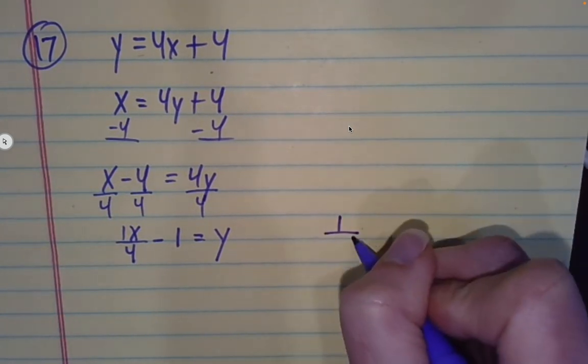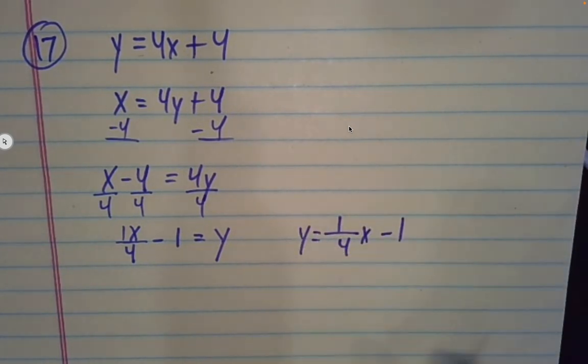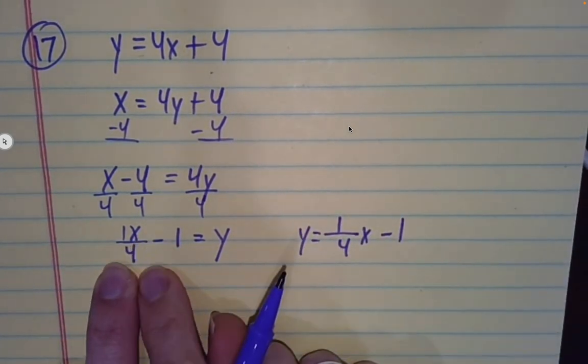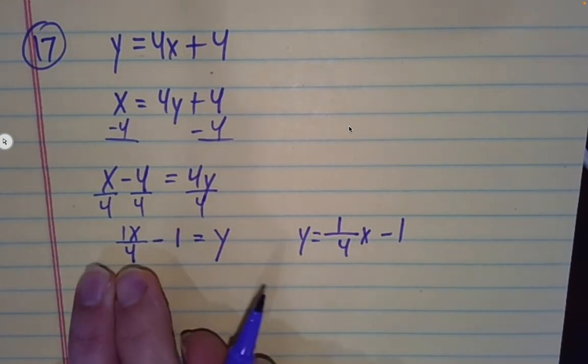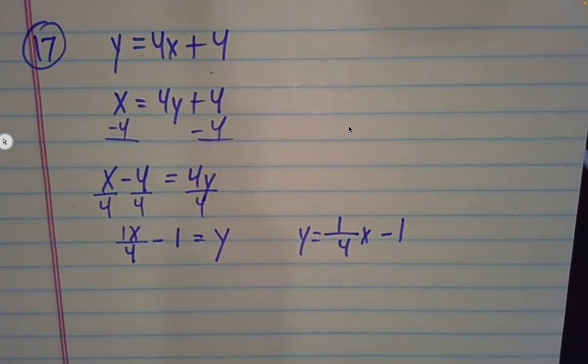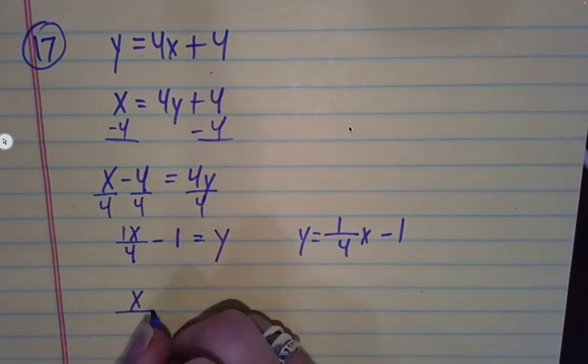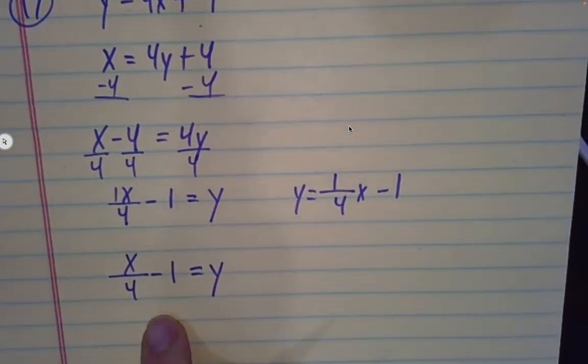They wrote it like this. 1/4 x minus 1. That's what they wrote. See, we had x over 4. That's basically 1/4 with my x minus 1 equals y. Do y'all understand that? Okay, do you understand how to get x over 4 minus 1 equals y? Did you understand that part?